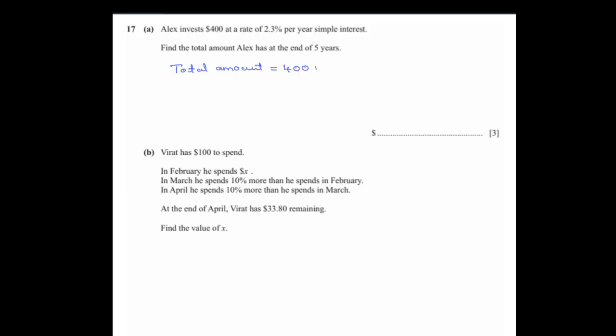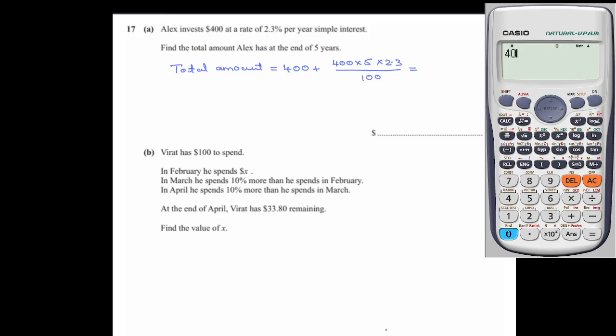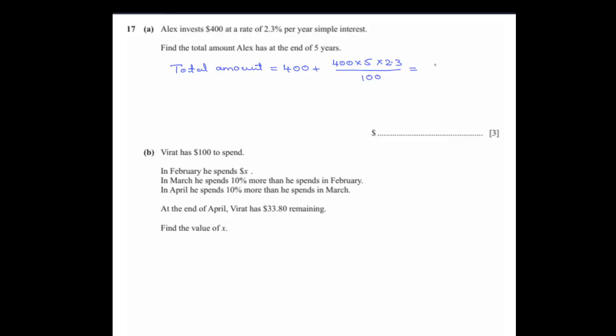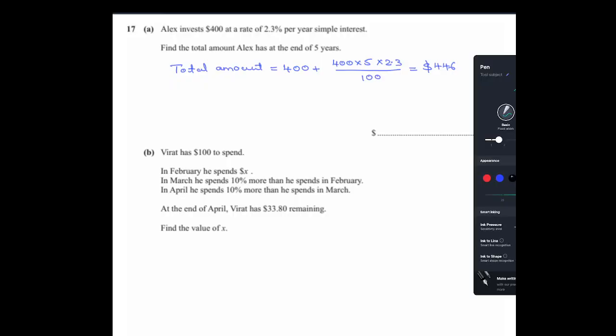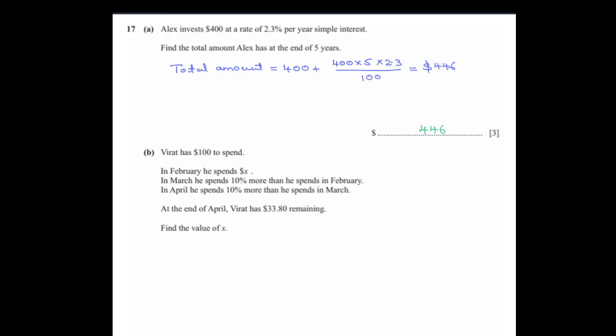will be $400 plus principal into time into rate of interest by 100. Find out. 400 plus 400 into 5 into 2.3 by 100. It is 446. At the end of 5 years, he will have this amount with him. Question number 17 is done. 17A is done.